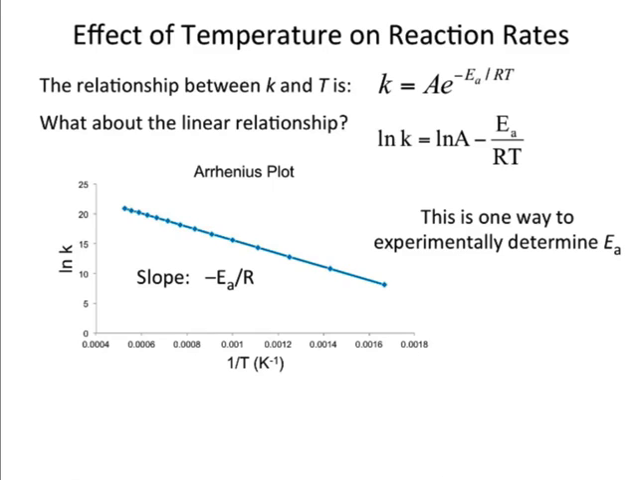Now, you can make a linear relationship out of this if you want, because say you're using Excel and you can only fit straight lines. And so if you plot the natural log of the rate constant by 1 over T, you get a plot that looks like this, and you have your activation energy. And so this is one way to experimentally determine what this activation energy is. Find your rate constant at different temperatures, and go from there.